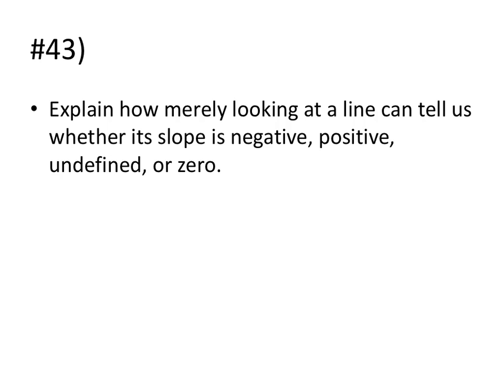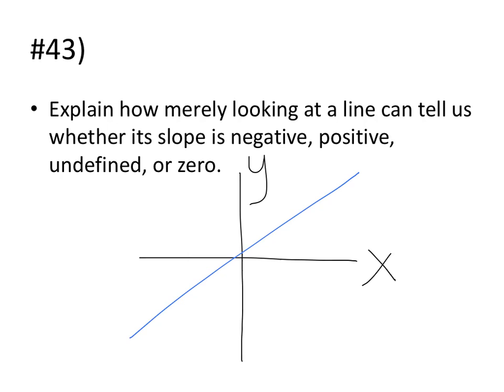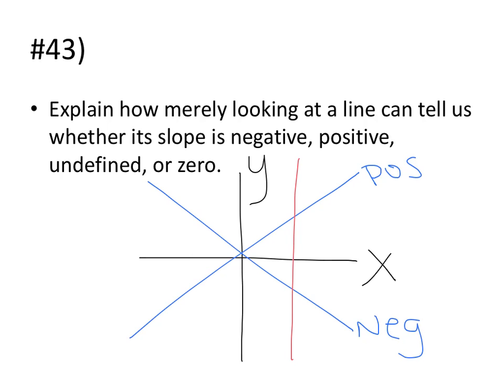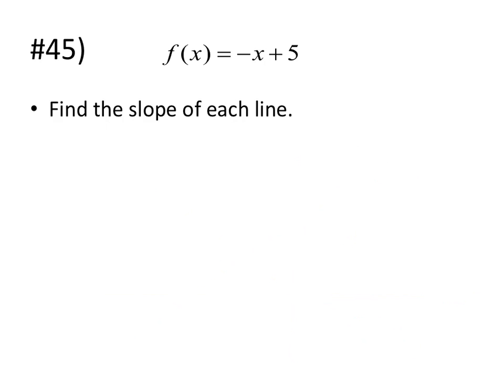Okay, explain how merely looking at a line can tell us whether the slope is negative, positive, undefined, or 0. So, okay, positive, right? Negative, undefined, 0. Easy as that.